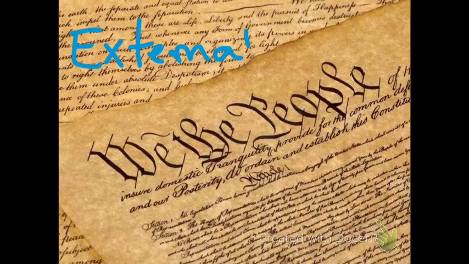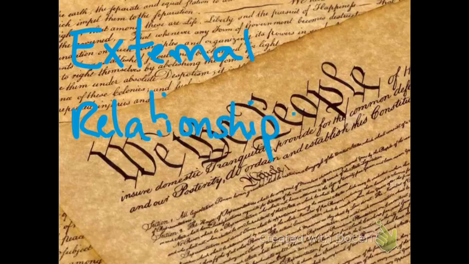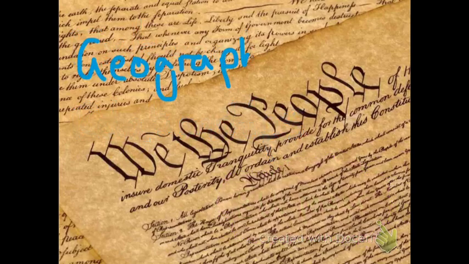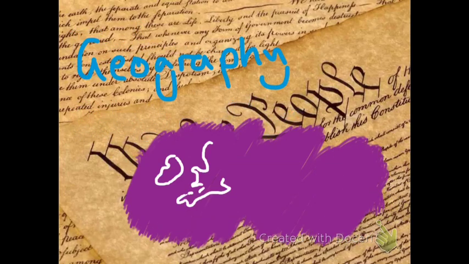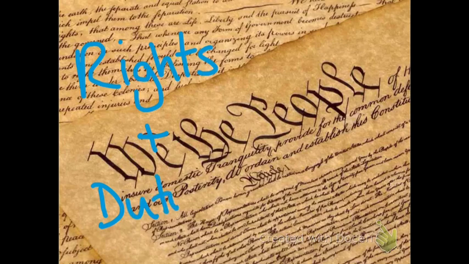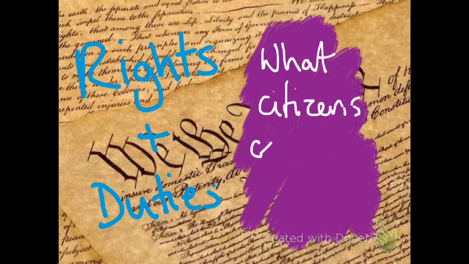The second function is to define the relationship between the state and external organisations, such as the European Union. The third function is to define the geographical borders of the state. The next is to define the rights and duties of citizens, so what a citizen in your country must do and what they can't do.